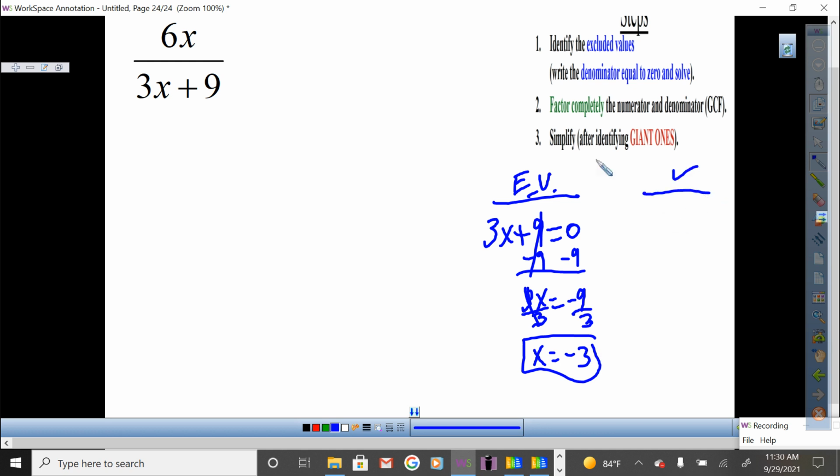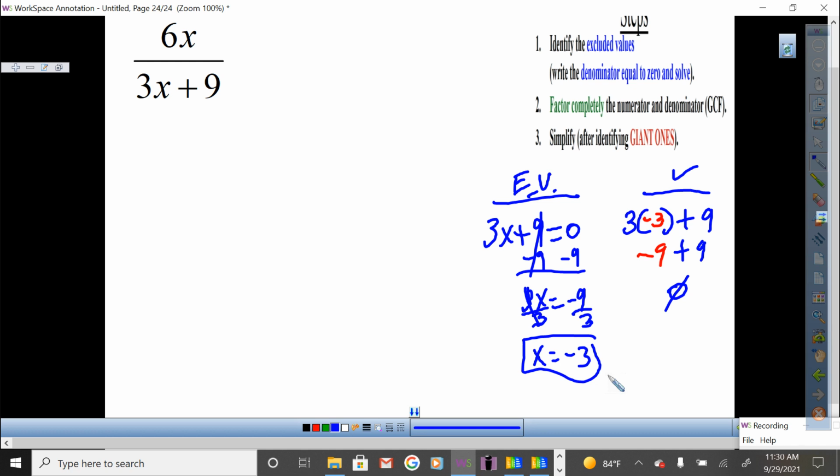Well, we substitute it in there. So it's 3 parentheses plus 9. Instead of x, I'm going to substitute negative 3. What is 3 times negative 3? Negative 9 plus 9, that is 0. So that means this is our excluded value. And if you got that.